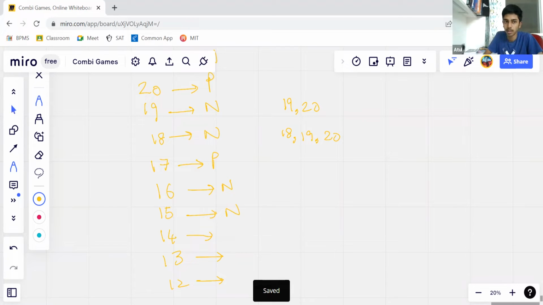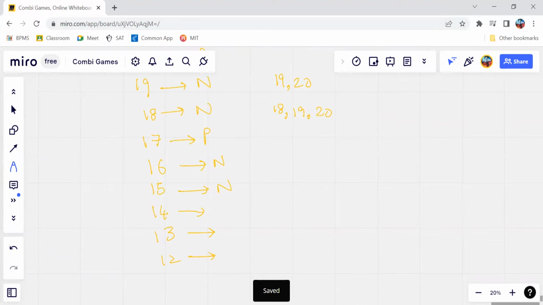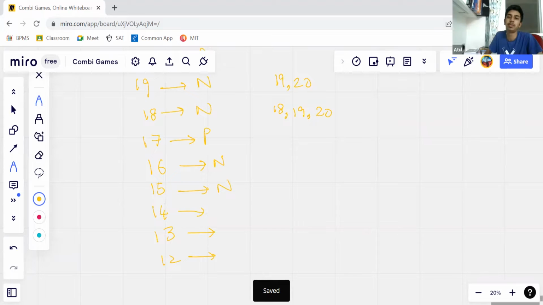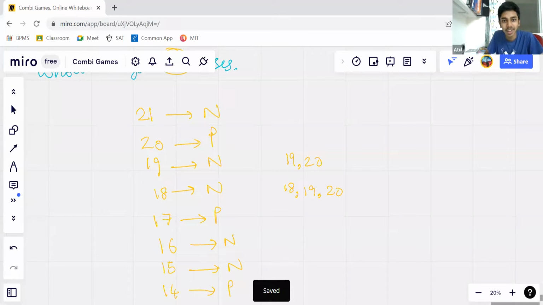Does that make sense? Yes. And from 14, you can only go to N positions. So this is P. No, wait, all this is wrong. It should be mod 4, not 3.